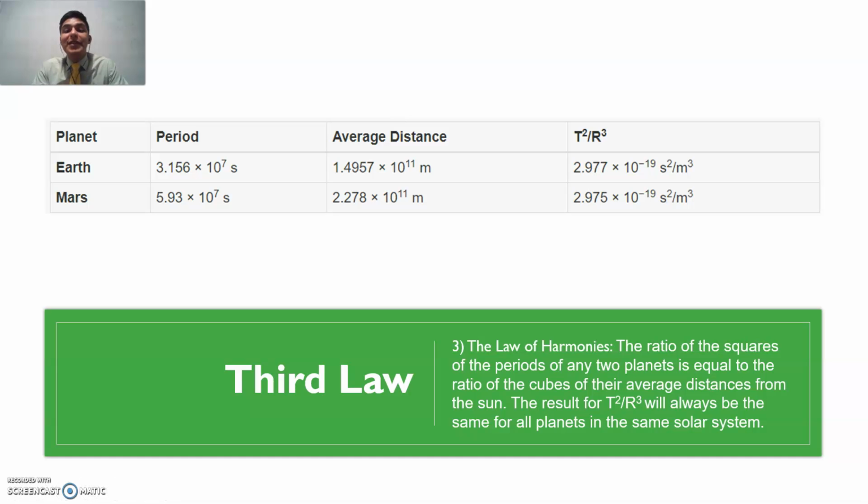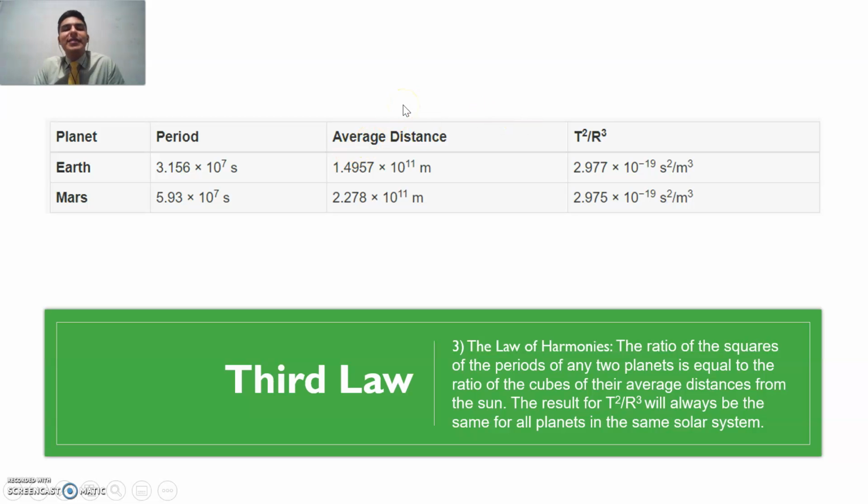So we have different distances, but what is interesting is that when we apply both formulas, taking into consideration T as well as R, and we raise T to the 2nd power and R to the 3rd power, then we are going to get exactly the same result. Okay? And of course, talking about Earth and talking about Mars, we are going to get exactly the same result.